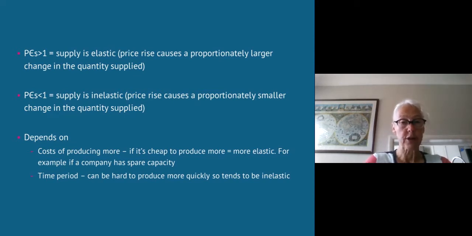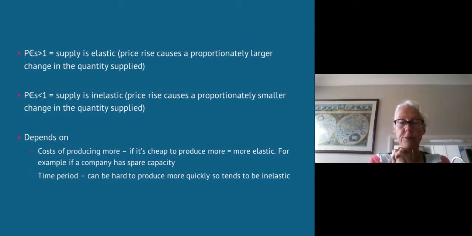So if price elasticity of supply is greater than 1, then we know the supply is elastic. So if the price rises, you will get a proportionally larger change in the quantity supplied. So as the price goes up, an event management company might decide to supply a lot more events or a lot more, say tickets to events.